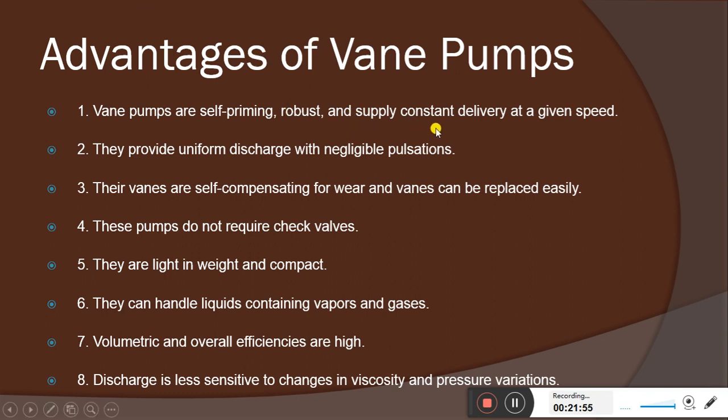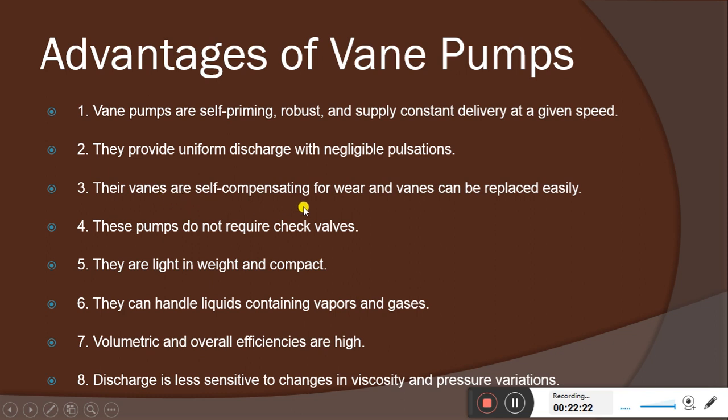Supply constant delivery: inlet and outlet occur constantly, so constant delivery is expected. They provide uniform discharge with negligible pulsation. In here there is no pulsation experienced because continuous vanes are coming and pushing the liquid to the next stage, so the pulsation is lesser. The vane numbers are also higher, so pulsation is reduced.